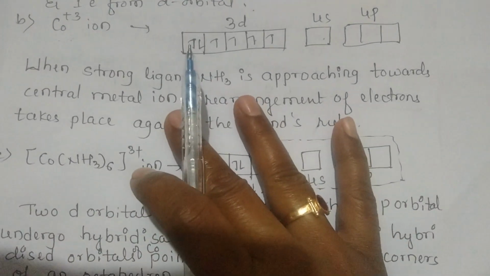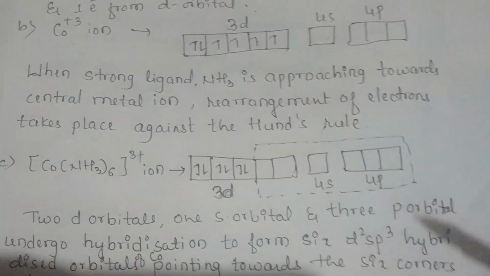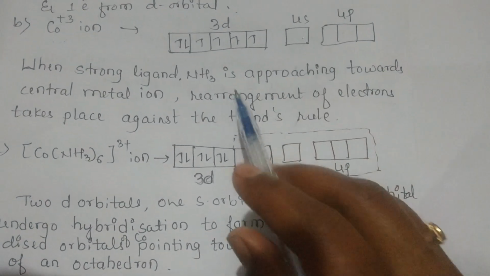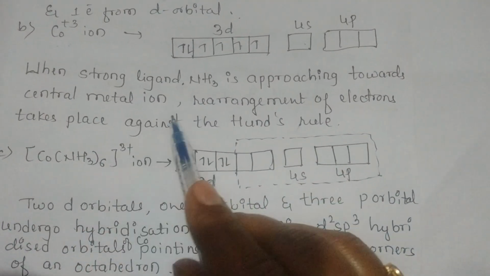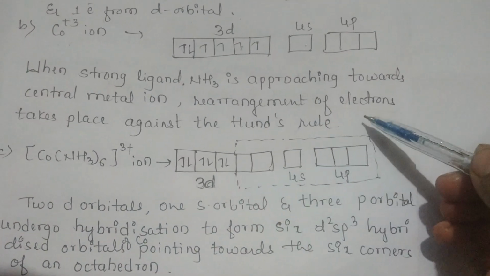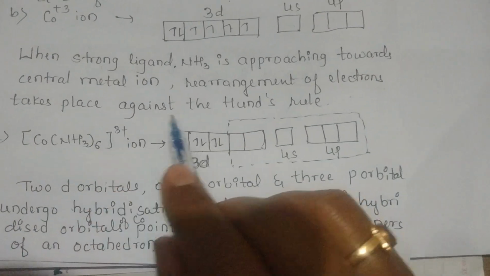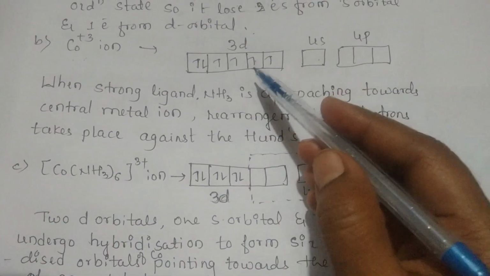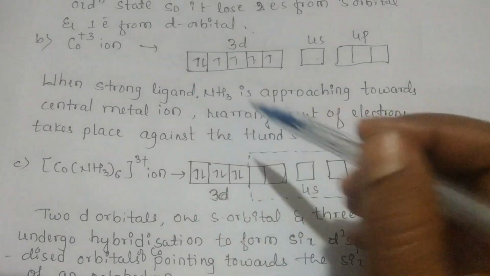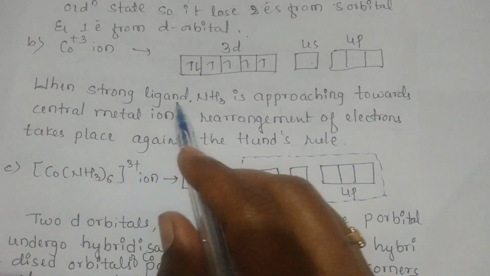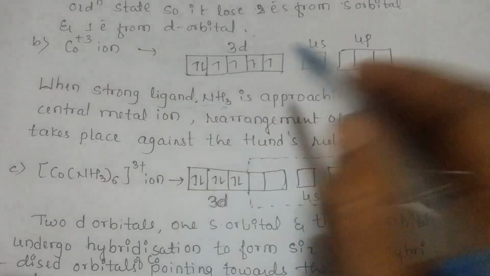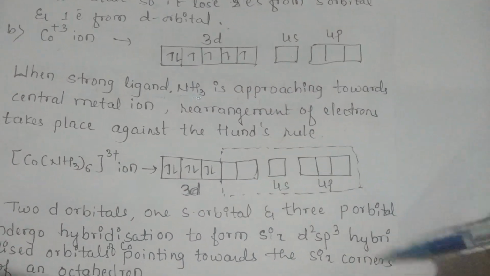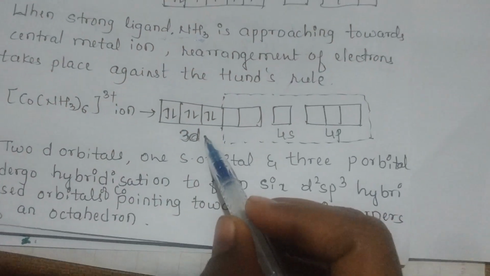Next, due to the strong ligand, ammonia being a strong ligand, it approaches the central metal ion, so that the rearrangement of electrons takes place against Hund's rule. These electrons shift because of the strong ligand; the electrons are rearranging against Hund's rule. So we can see here.